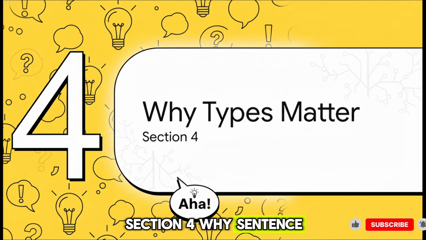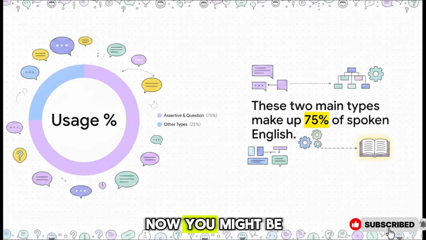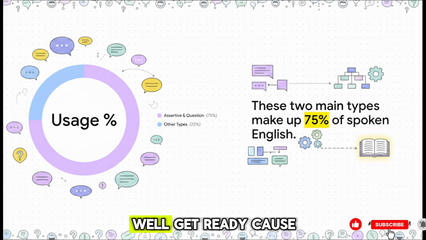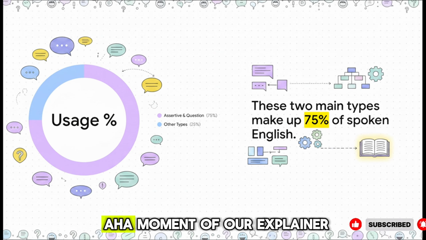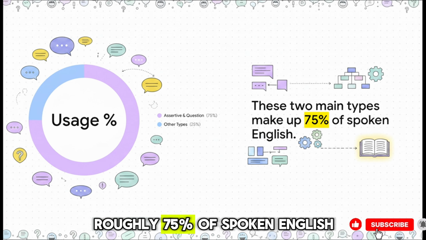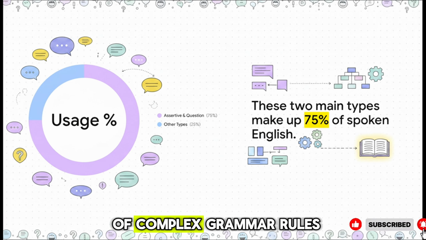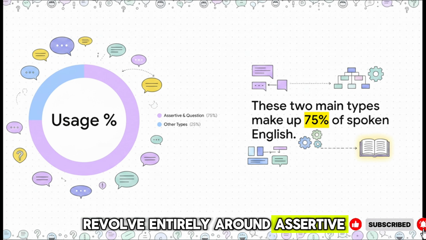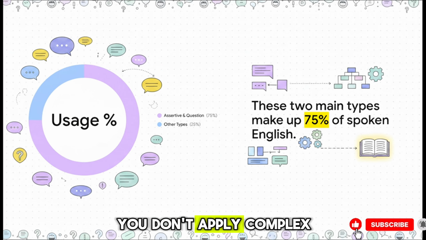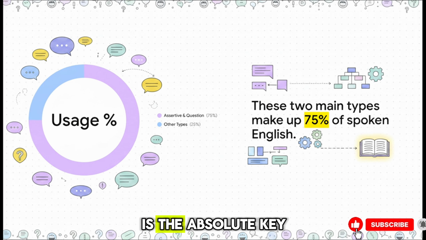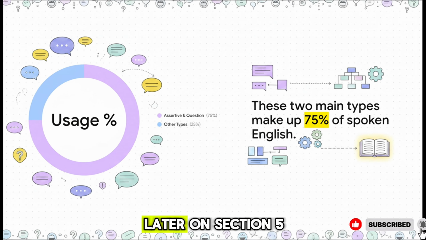Section 4, why sentence types matter. Now, you might be sitting there wondering, why do I actually need to categorize these just to learn English? Well, get ready, because this is the real aha moment of our explainer. Take a look at this chart. This perfectly illustrates the 80-20 rule of English grammar. Roughly 75% of spoken English and the vast majority of complex grammar rules, like verb tenses and active or passive voice, revolve entirely around assertive and interrogative sentences. You don't apply complex tense rules to a simple command like close the door. Knowing your sentence type is the absolute key to unlocking advanced grammar later on.